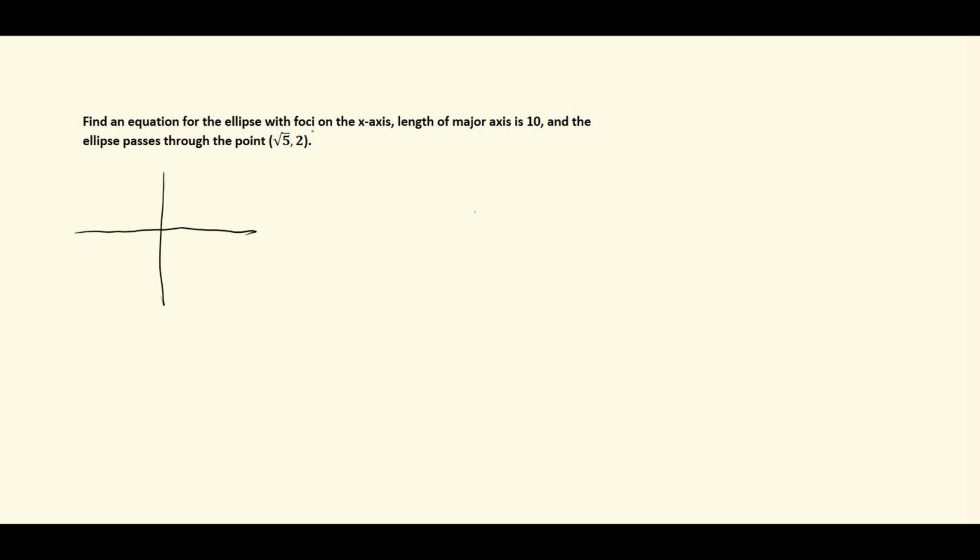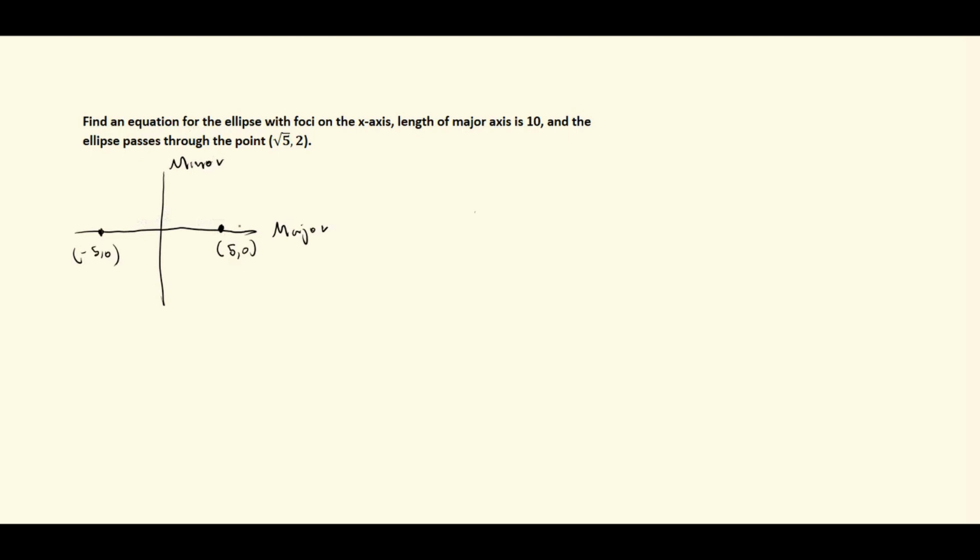It tells us that the foci are on the x-axis. So that tells us that the x-axis has to be the major axis, which means that the y-axis is the minor. And it tells us that the length of the major axis is 10. So the total distance from this vertex to this vertex is going to be 10, which means that each distance from the center is going to be 5. So this vertex here is going to have the coordinate 5, 0. This one's going to be negative 5, 0.